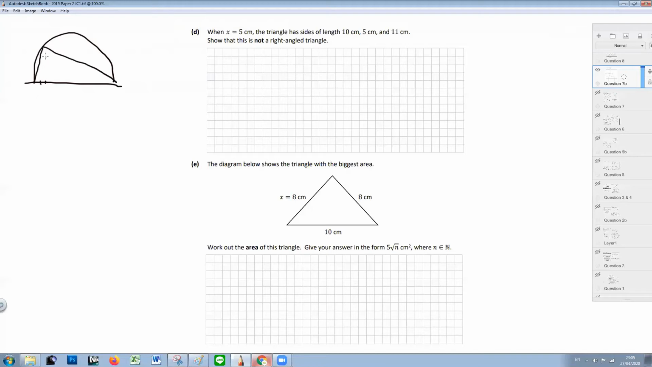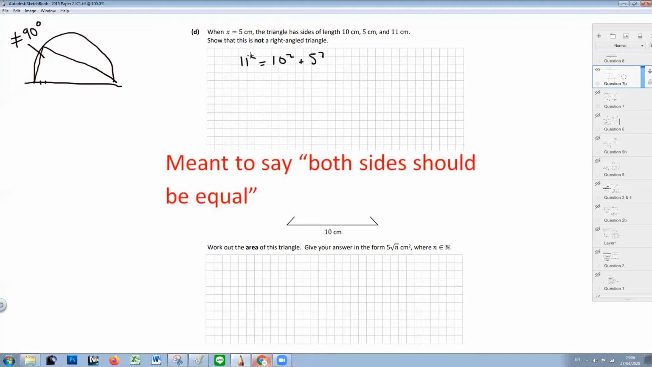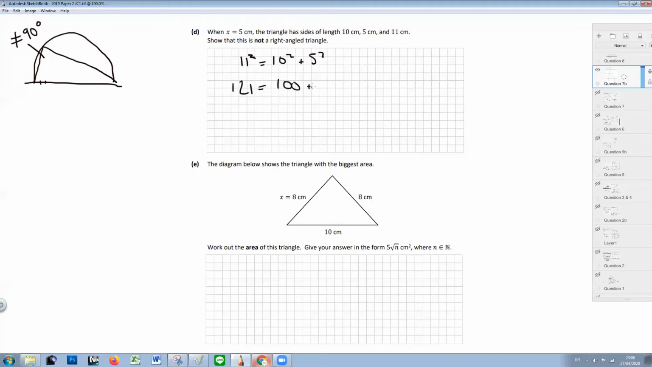And it's telling us, prove that this angle is not equal to 90 degrees. So the easiest thing to do is to use Pythagoras' theorem. We're going to take our biggest side as 11 squared is equal to 10 squared plus 5 squared. If Pythagoras' theorem was correct, this side would equal this side. So that's going to be 121. That's going to be 100 plus 25. 121 does not equal 125, and that is proved.